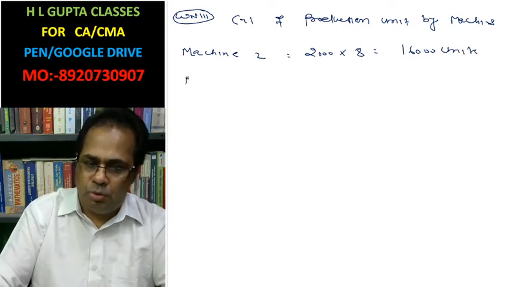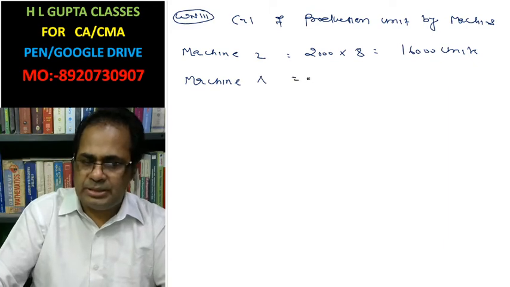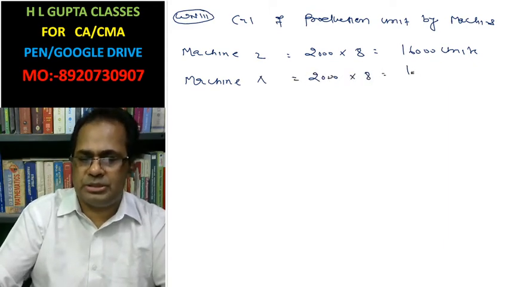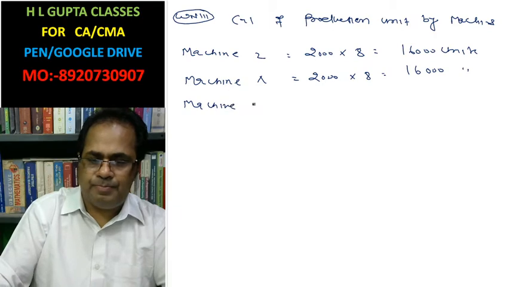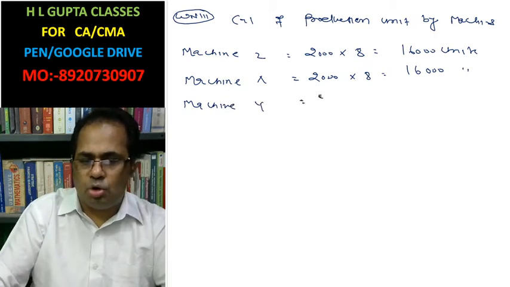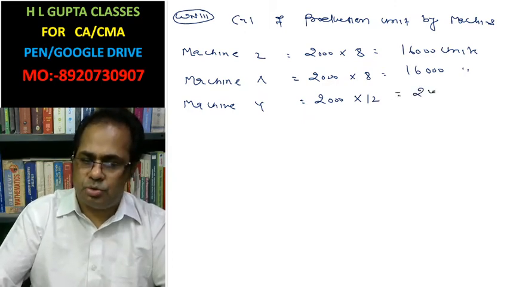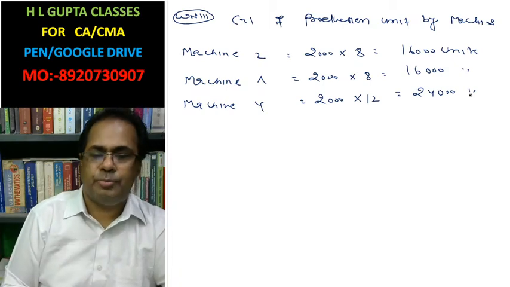Now machine X also works 2,000 hours and produces 8 units per hour. This is 16,000 units. Now machine Y also operated 2,000 hours, but production is 12 units per hour, that equals 24,000 units.